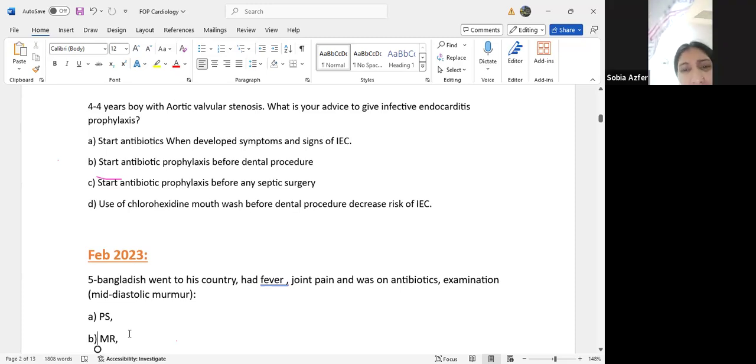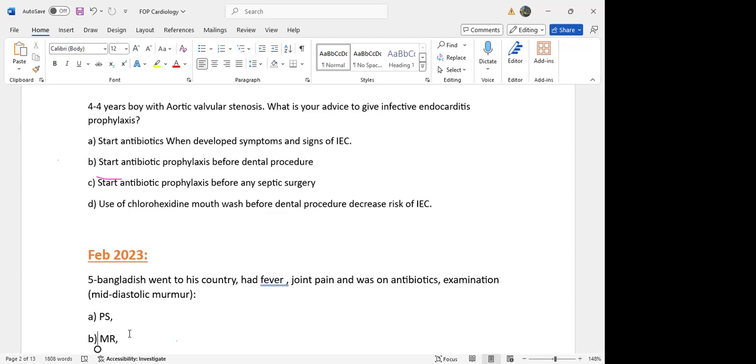For dental procedure. No, we have clear-cut guidelines related to infective endocarditis prophylaxis. And what were those? Can you just revise it if you can recall? Anyone can. First, what? Any prosthetic valve is used. Yes, very good. So no prosthetic valve is there.